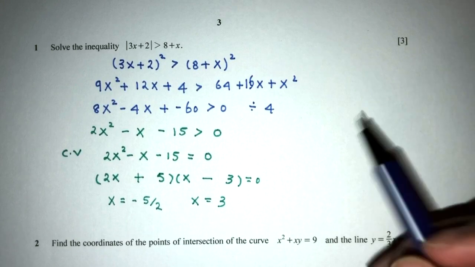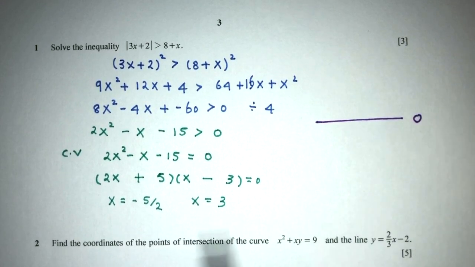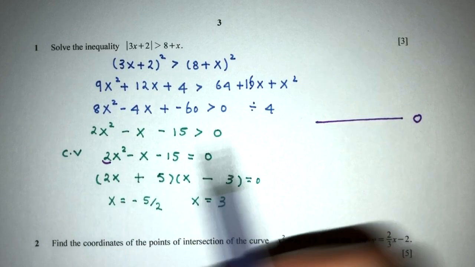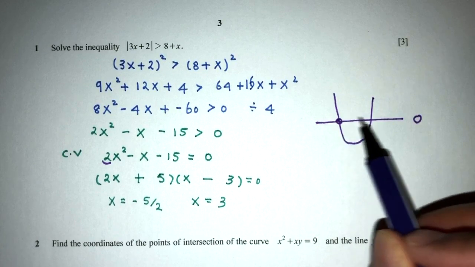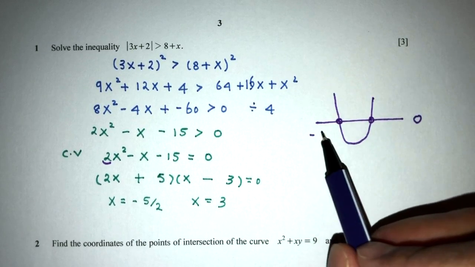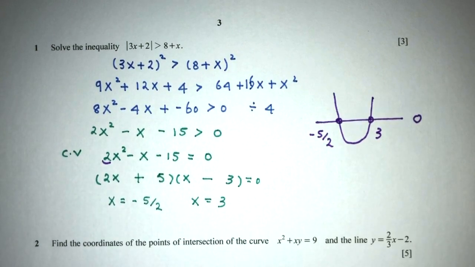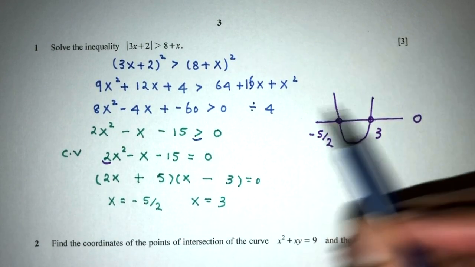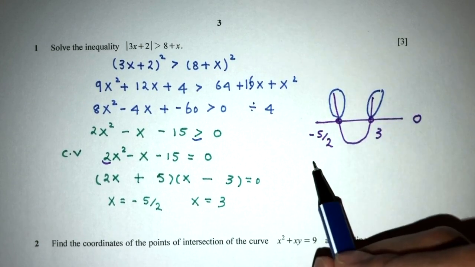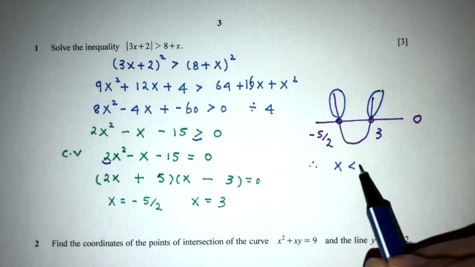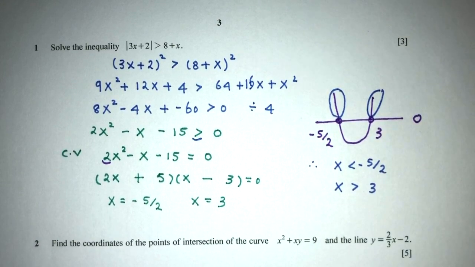Now let's find the solution. We have to look at the graph. That will be 0, right? Because this is plus 2, the graph will have a shape of this. That will be the critical values. This will be minus 5 over 2 and this should be 3. Now, as you can see, we want the value to be more than 0, so it will be this part and this part, which means x has to be less than minus 5 over 2 or x has to be more than 3. That will be question number 1.